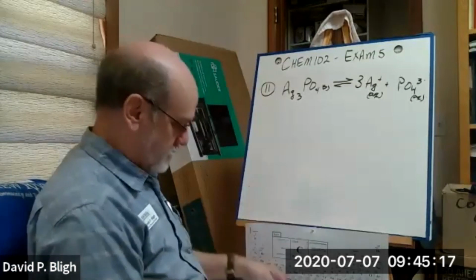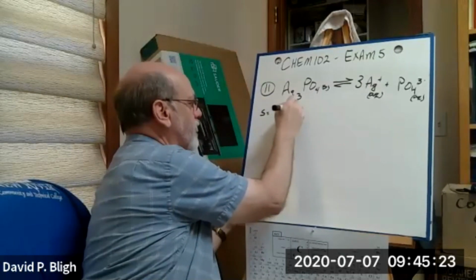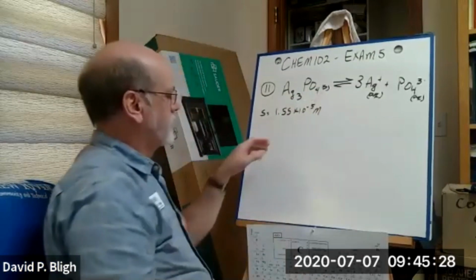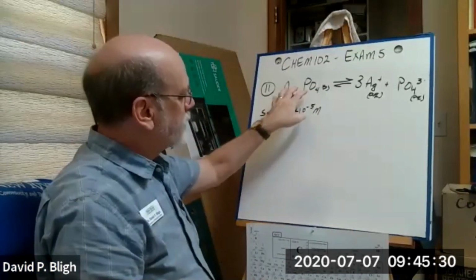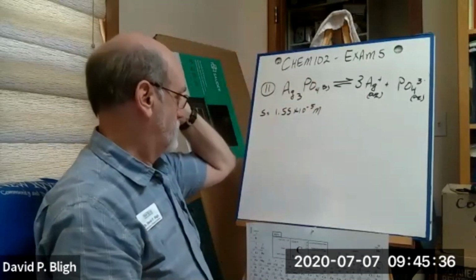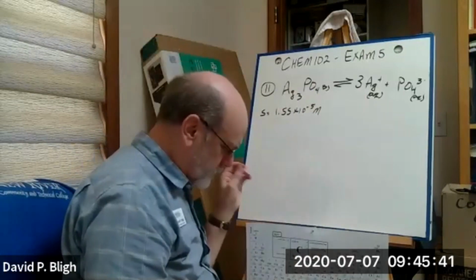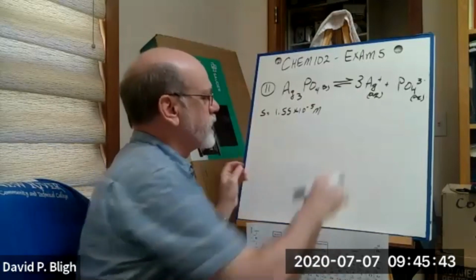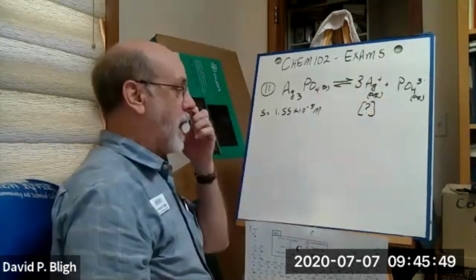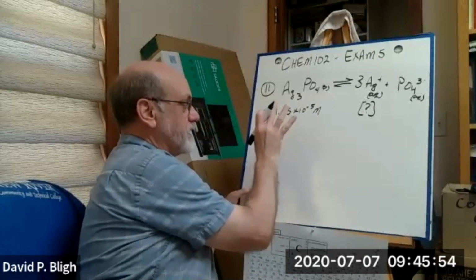And then what else are we given? The solubility, so S equals 1.55 times 10 to the minus 5 molar. So that's how much of this goes into solution in pure water. So what does it produce on the other side? Because the question is, what's the concentration of this? Right? So we need to know the equilibrium expression.